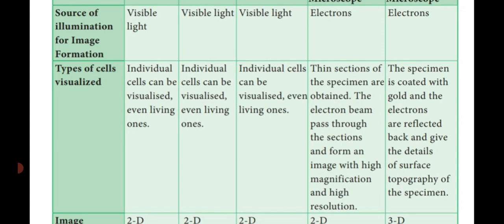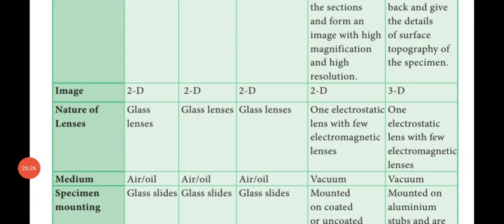In the scanning electron microscope, the specimens are first coated with gold, and the electrons are reflected back and give details of the surface topography of the specimen on the screen. So that is said to be the scanning electron microscope. Image: the light microscope gives a two-dimensional view. The transmission electron microscope is also two-dimensional, but the scanning electron microscope gives a three-dimensional view.